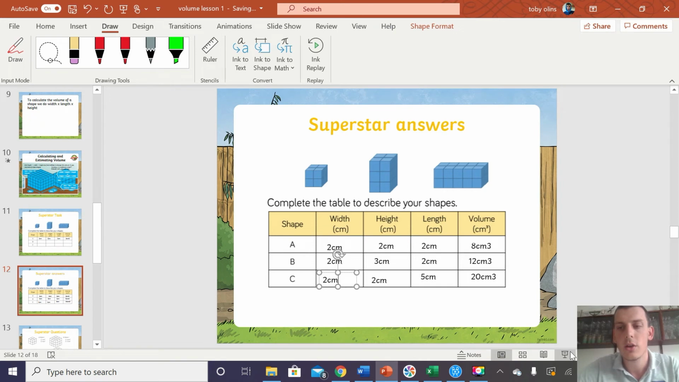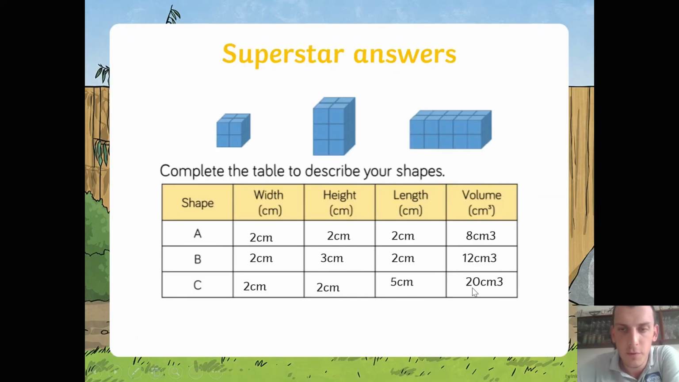There we go, okay? So these should be your answers, right? So the volume of A is 8, we did that together. The volume of B is 12 centimeters cubed, sorry. And then the volume of C is 20 centimeters cubed, right?